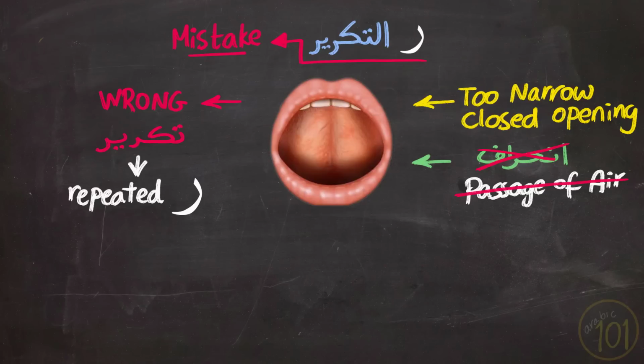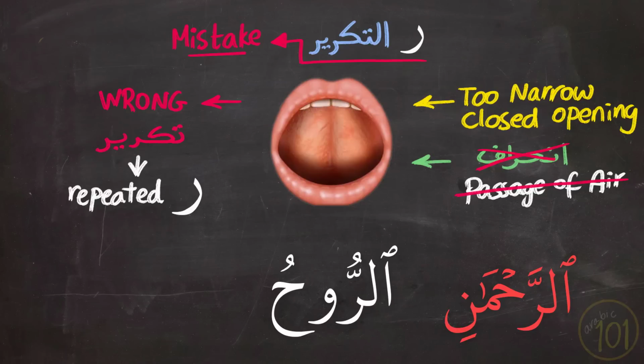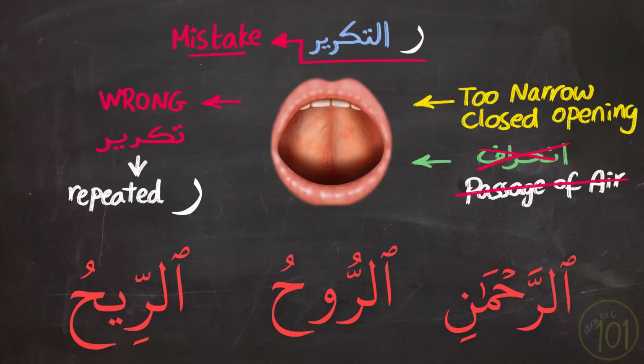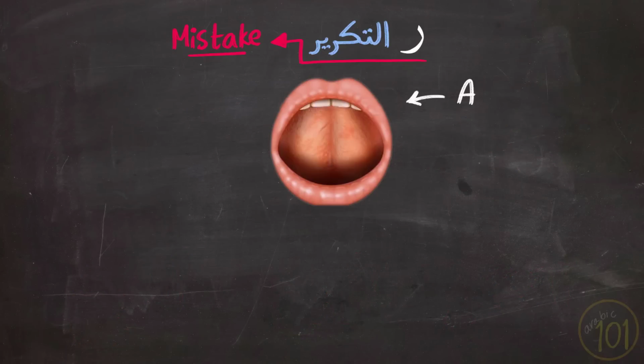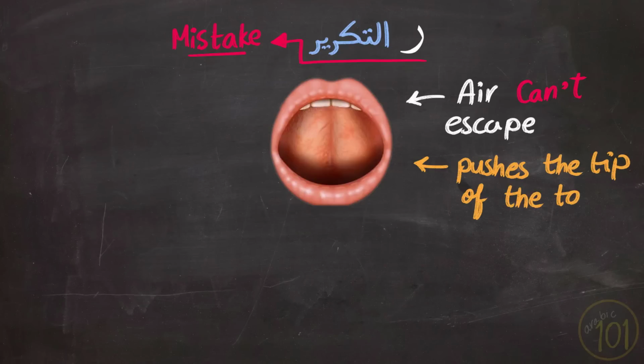This happens mostly when you pronounce ra with shadda. Ar-Rahman, Ar-Ruh, Ar-Rih. This repetition of ra happens because air cannot escape from behind the tongue from that small opening. So air pushes the entire tip of the tongue to escape, and with pressure already applied on the tongue, it causes the tongue to go back and forth several times, which then gives us the trill sound.